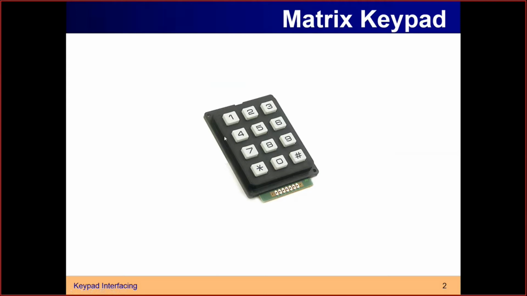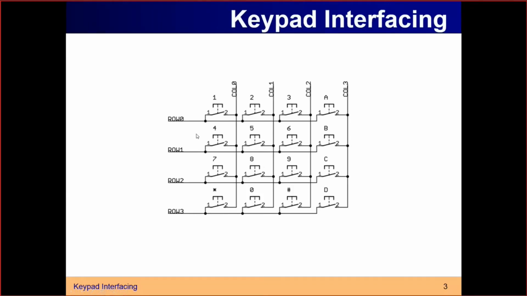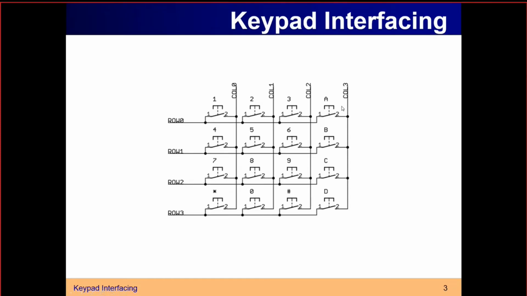So this is known as the 4 cross 3 keypad or 3 cross 4 keypad. Right, so here 4 rows are there, 3 columns are there. And this is a diagram for a 4 cross 4 keypad. What does it mean? 4 rows are there, 4 columns are there. And what is a keypad? It is nothing but switches. Say 4 cross 4 means 16 switches will be there.